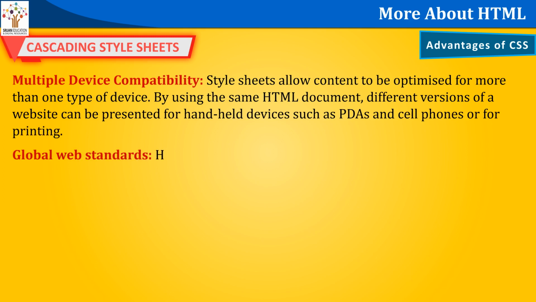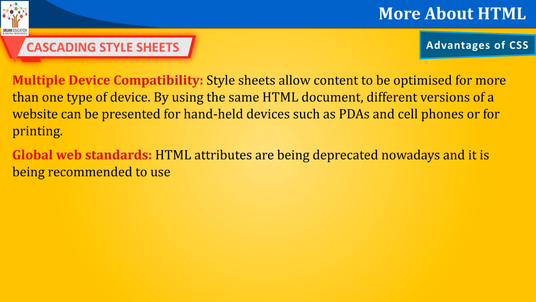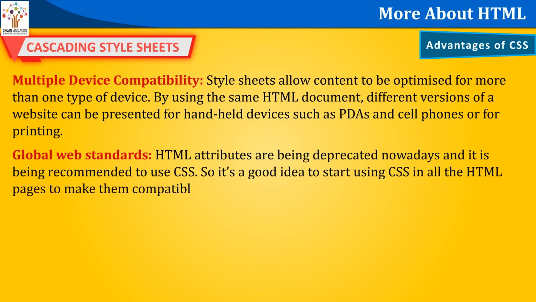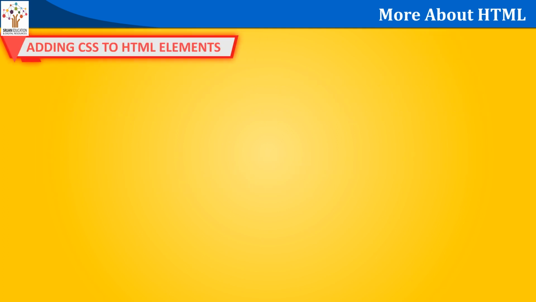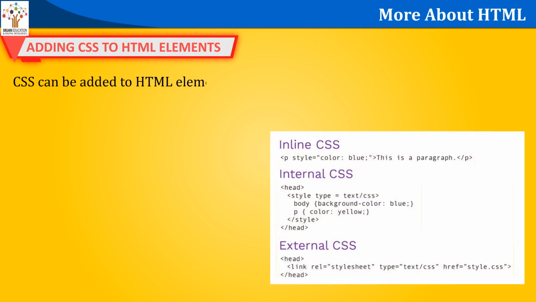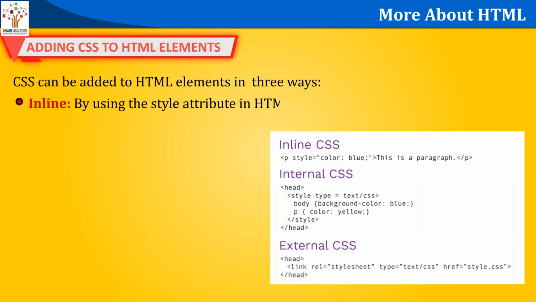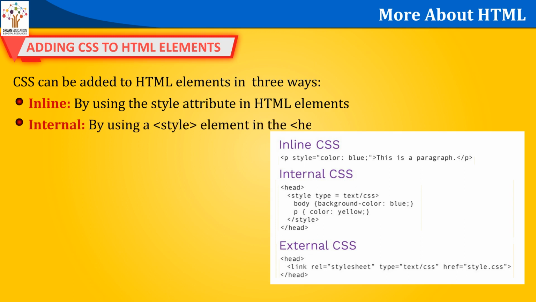Global Web Standards. HTML attributes are being deprecated nowadays and it is being recommended to use CSS. So, it's a good idea to start using CSS in all the HTML pages to make them compatible to future browsers. Adding CSS to HTML elements. CSS can be added to HTML elements in three ways. Inline, by using the style attribute in HTML elements. Internal, by using a style element in the head section. External, by using an external CSS file.